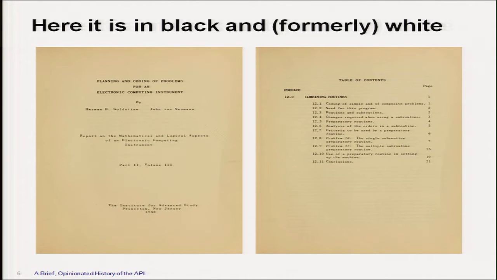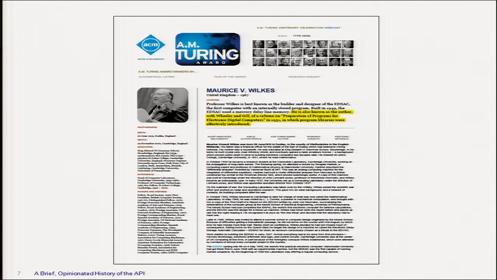So, that settles it, right? Von Neumann and Goldstein invented the API. Well, the ACM would beg to differ with you. In 1967, they awarded the second ever Turing Award to Morris V. Wilkes for building a machine called the EDSAC, not the EDVAC. And what it says in the yellow print that you can't read there is, he is also known as the author, with Wheeler and Gill, of a volume, Preparation of Programs for Electronic Digital Computers, in 1951, in which program libraries were effectively introduced.